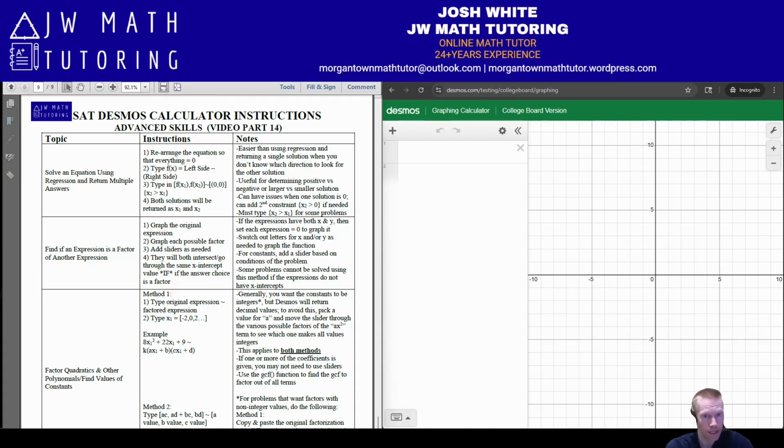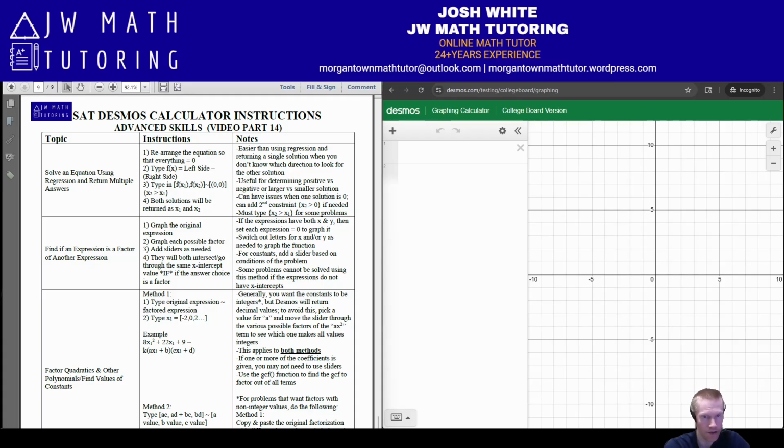Okay? And again, this is useful because sometimes if you solve an equation using regression, and it gives you an answer, but that's not the answer you're looking for, you might not know what direction to go to look for the other answer. Like, do I need to go look larger or look smaller? And it's, again, useful for determining, say, a positive solution versus a negative solution as well.